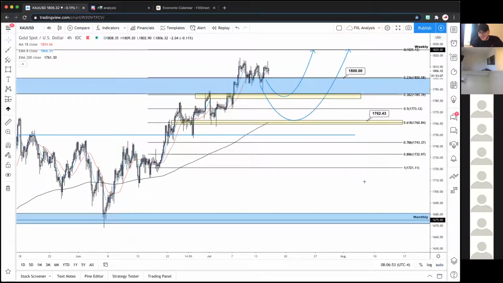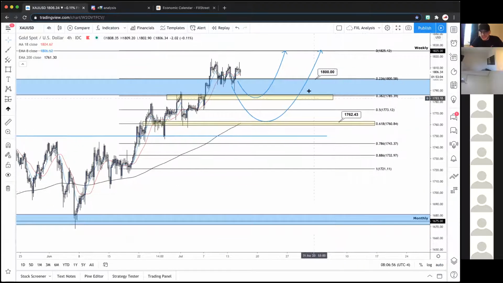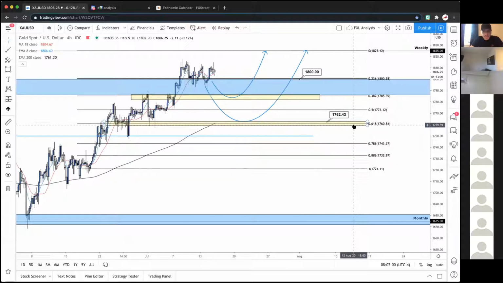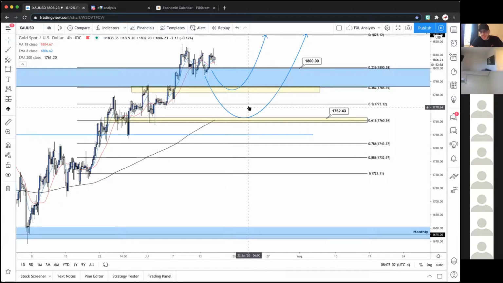But we are a little bit overextended. I would like to see some sort of structure level hit, 38.2 specifically, or the 61.8. Any sort of retracement to that, followed by bullish setups, would be ideal.